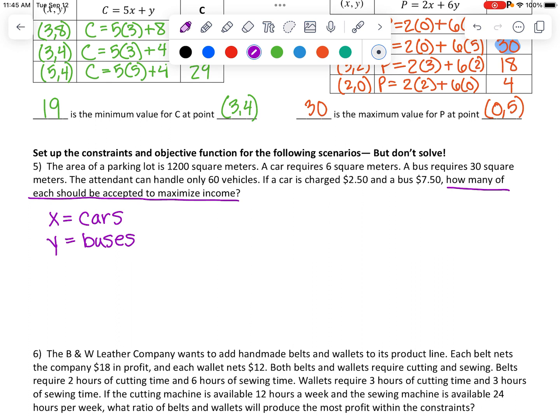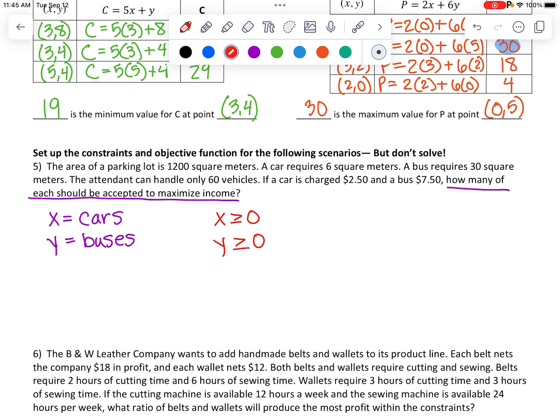So defining our variables is very important. The first thing I want to start with is we cannot have a negative number of cars or a negative number of buses. So I'm going to go ahead and get rid of any of those negatives by stating one of my constraints. X has to be greater than or equal to 0, and Y has to be greater than or equal to 0. We can't have a negative number of cars or buses, so we're going to set those up so that our solution makes sense in this context.